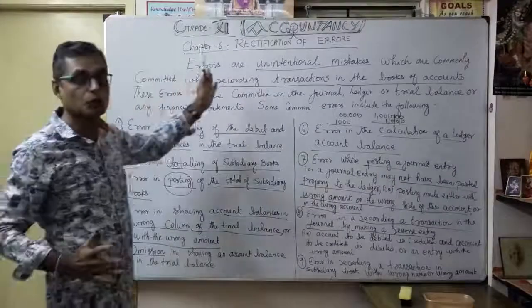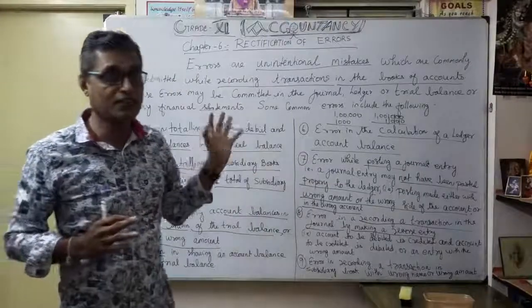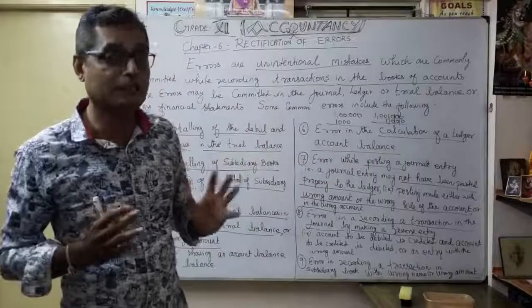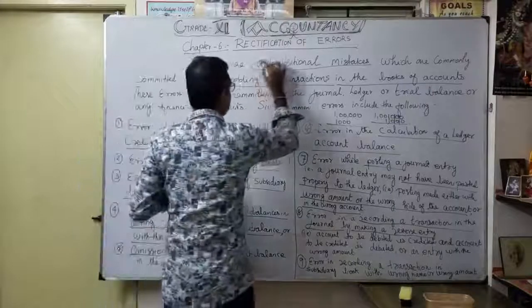Whenever we go for the rectification of errors, these are the 9 situations in which the error can occur. This is very important: it is an unintentional mistake.